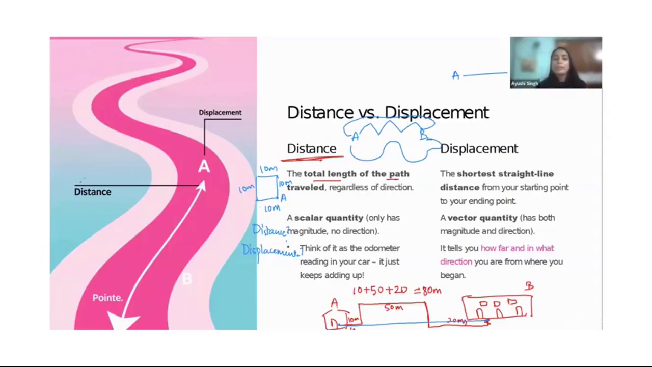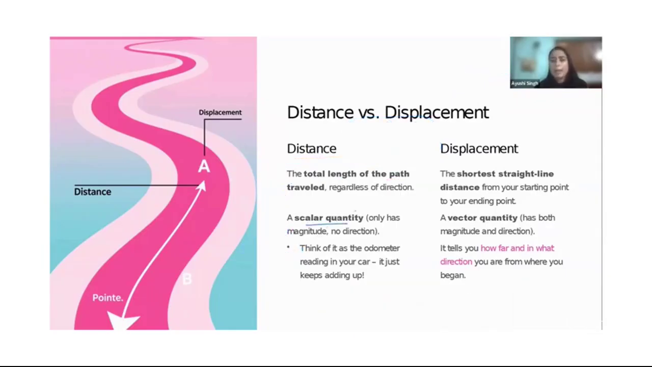Now, coming to the distance again. So distance is a scalar quantity. What do we mean by that? That means it has magnitude but no direction. It is moving, like you can already see, point A, point B. There's no direction. It is not going in one particular direction. It's going like this, any possible way.